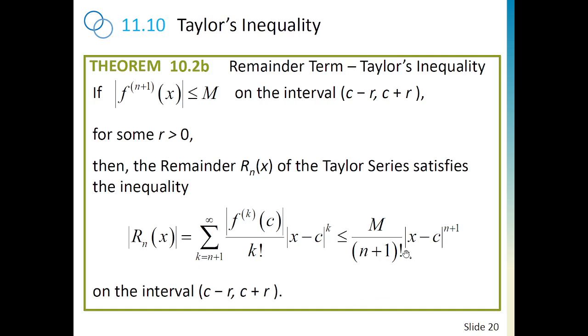We remember this part at the beginning, the observation: x minus c to the power n plus 1 divided by n plus 1 factorial. The limit of this is 0, so M times 0 is 0. So basically this will be guaranteed as soon as we have our derivatives in absolute value smaller than some number M on our interval of convergence.